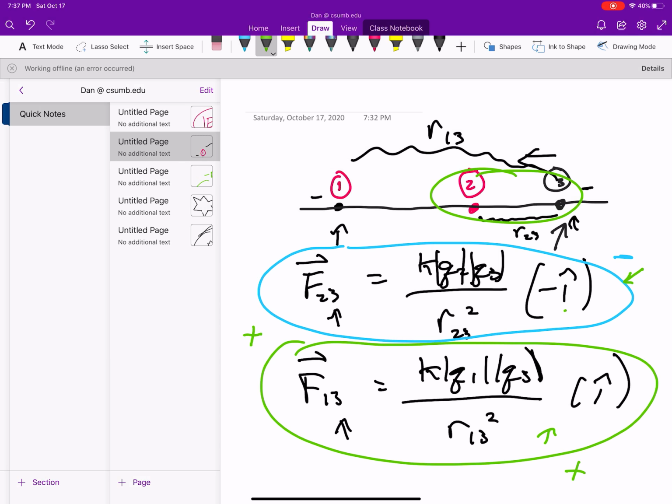So hopefully this will help you on the second problem of the homework that is due this weekend. You might have already figured it out, but if you have questions about it, this is how you'd approach it. You have to look at the effect of both charge 1 and charge 2 on charge 3, and you have to add those two effects independently.